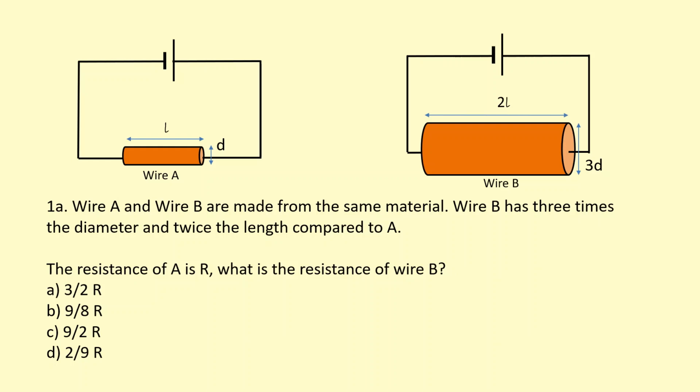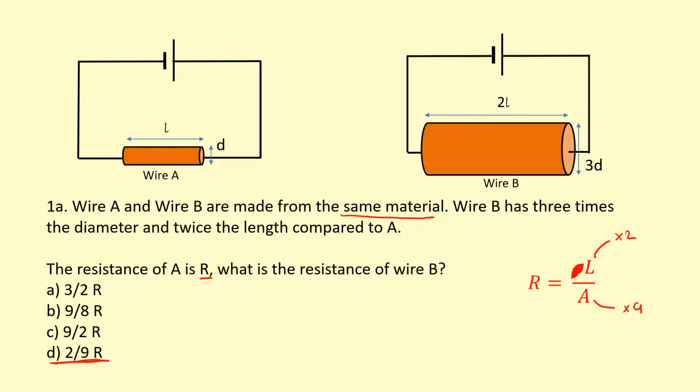Now in this question they're asking us to compare the resistance. Resistance of wire A is R. What is the resistance of wire B? Okay, now this is when I get the equation for resistance like this. I know that the same material, so I can ignore ρ. It's going to be the same for both. The length is times 2. The area is going to be times 9 because of the square. So the answer here is going to be 2 over 9 R.